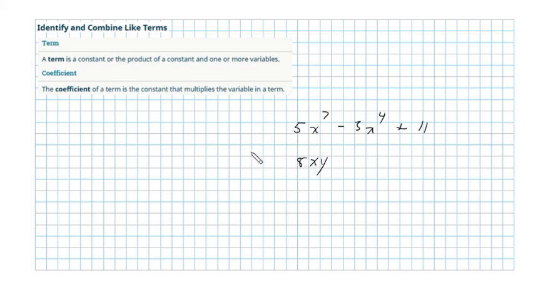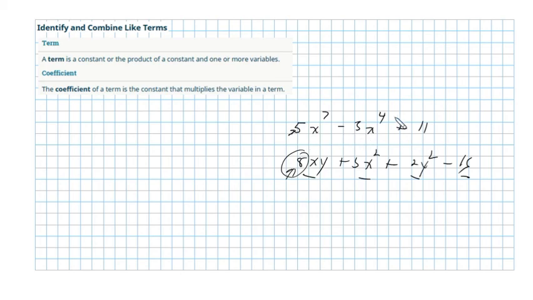8xy plus 3x squared plus 2y squared minus 16. Again, this is a term. These are all terms, right? And so what's a term? It's either a constant, a number, or the product of a number and one or more variables. So when you have the product of a constant and one or more variables, that constant is referred to as a coefficient. So here the coefficient is 5, and here the coefficient is 3.